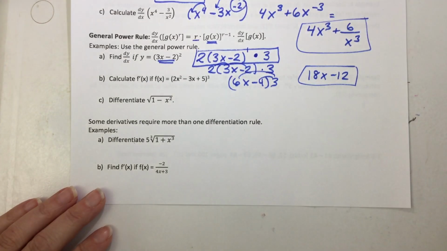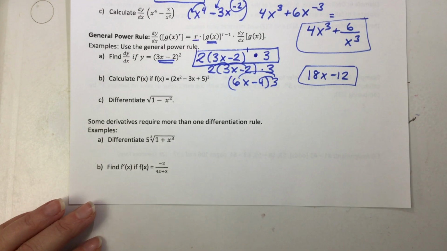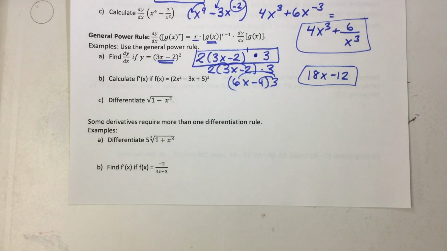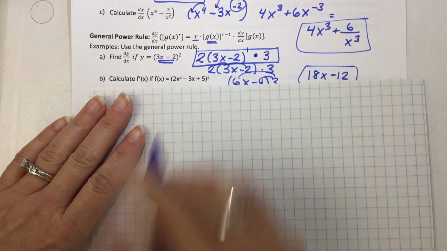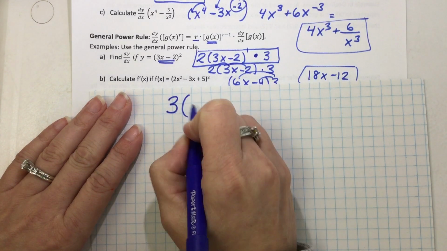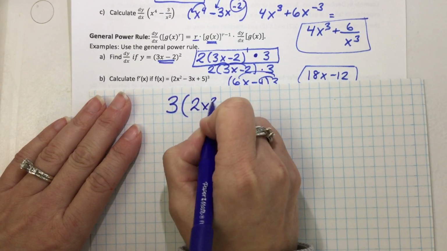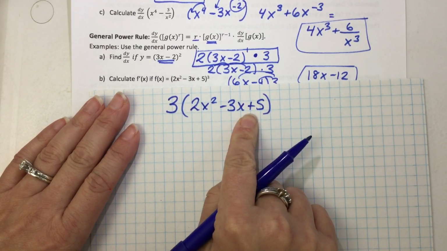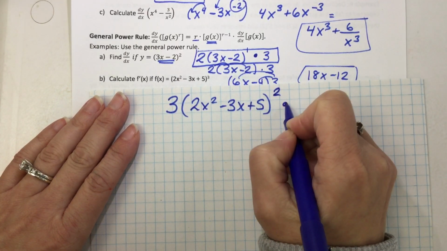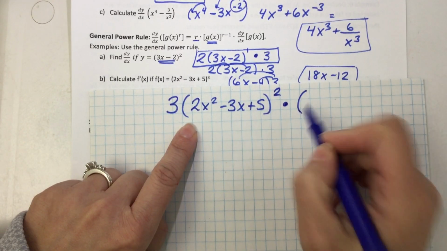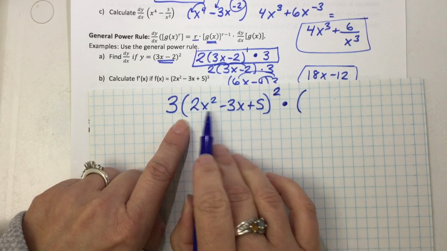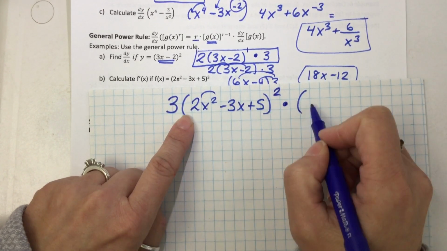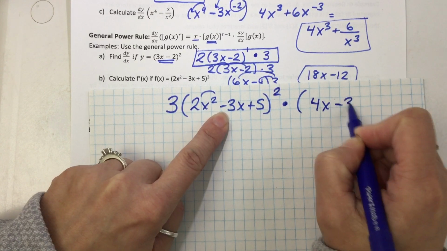So if I'm doing the general power rule here, I'm going to grab a separate sheet of paper just to make sure I have some room. So the 3 comes out front. That 3 was on the group 2x squared minus 3x plus 5. So I keep the group the same. Reduce the exponent times, now you have to multiply it by the derivative of the inside. Well, this would be 4x minus 3.